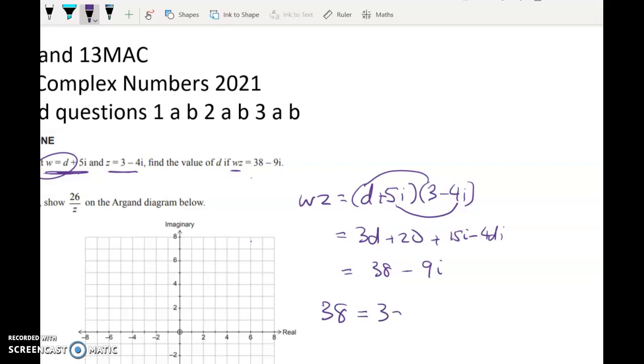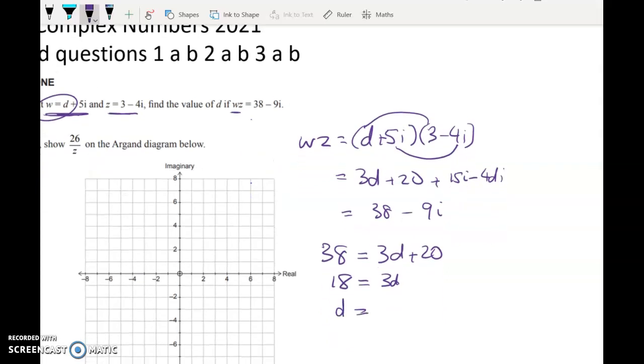So 38 is equal to 3D plus 20. 3D is 18, giving us D is equal to 6. So that's that one done.